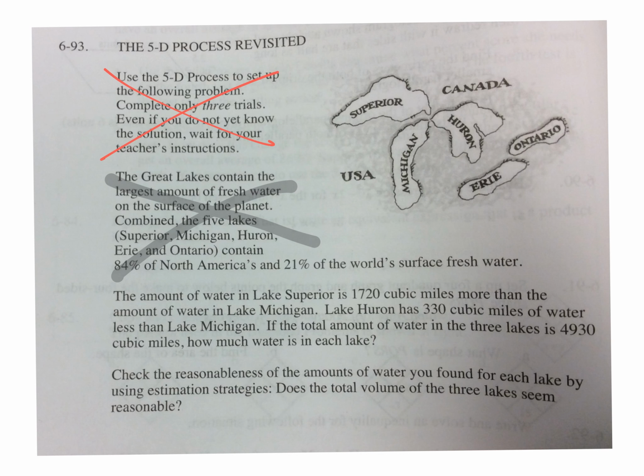I'm on the third paragraph now. The amount of water in Lake Superior is 1,720 cubic miles more than the amount of water in Lake Michigan. That is important. Lake Huron has 330 cubic miles of water less than Lake Michigan. Also important. And the total amount of water in the 3 lakes is 49,930 cubic miles. Also important. It says how much water is in each lake. So we're going to use this information to solve and write an equation.